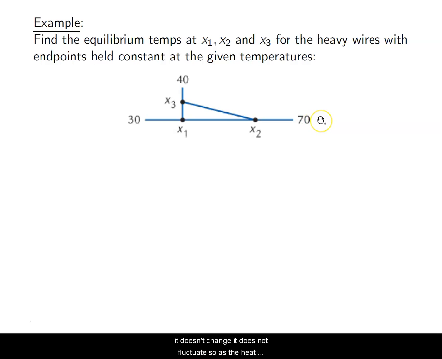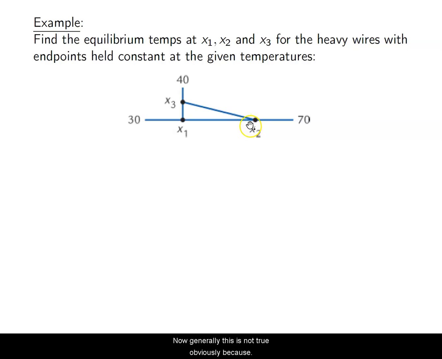It doesn't change. It does not fluctuate. So as the heat travels through the wire, at different points along the wire there's going to be different temperatures. This is hotter than this one. This is hotter than this one, but less than this one. So as the heat flows along the wires, you're going to have different temperatures depending on how the wires are connected. So we are going to assume that the temperature at any single node is the average value of the temperature of the two nodes that connect it.